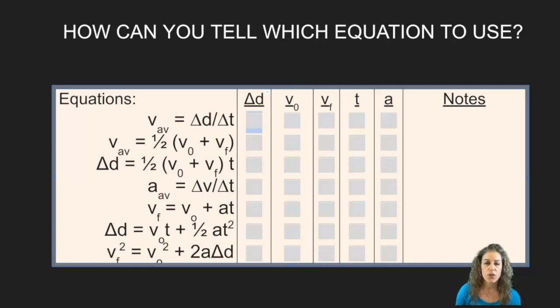So for this first equation, this is actually the definition of average velocity. It's the change in position over the change in time. And you can see you've got displacement, you've got time. Let's make a column for V average here. So we've got change in position or displacement, time, and average velocity.